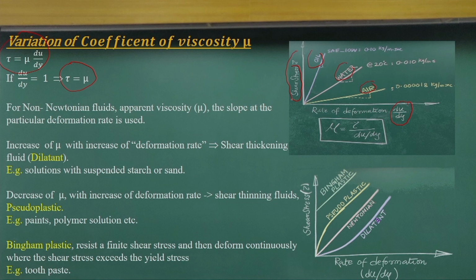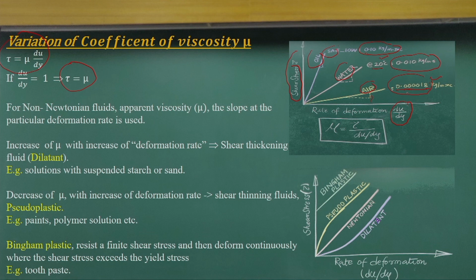The shear stress versus the rate of deformation: if I look at the slope of this curve, it gives me the mu value. For air, the value is 0.00018. For water at atmospheric pressure and 20 degrees temperature, it is 0.010. When you come to engine oils, it will be 0.10 kg.